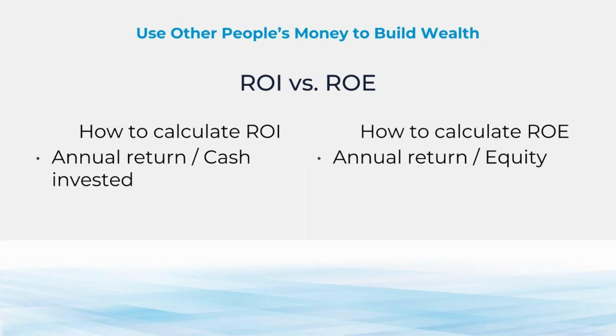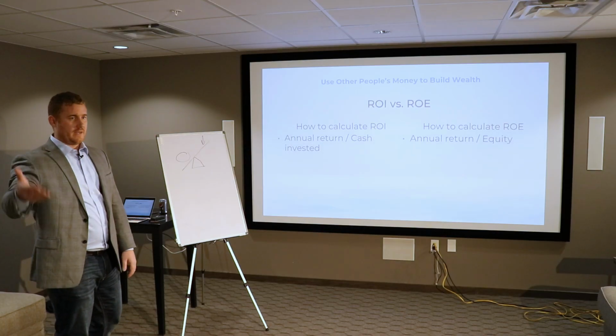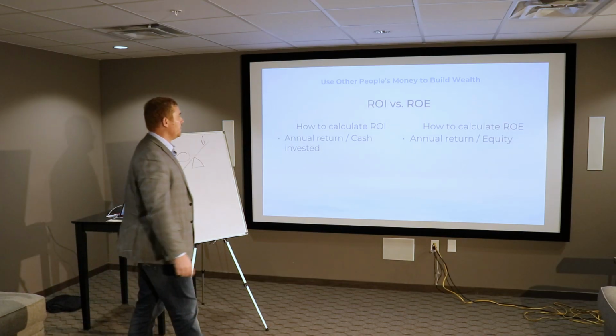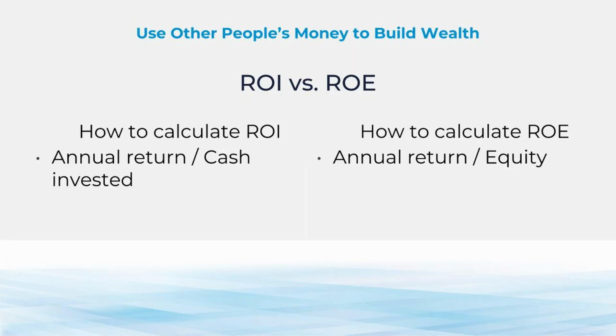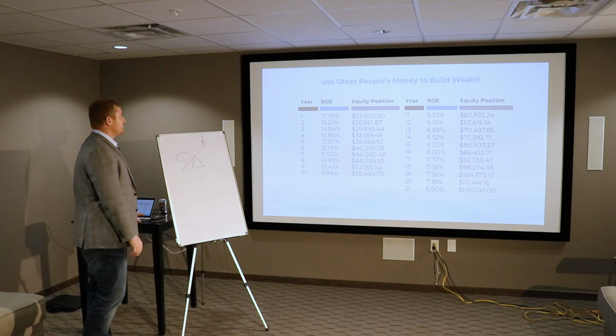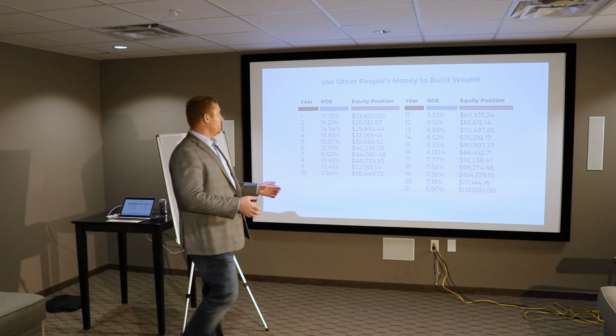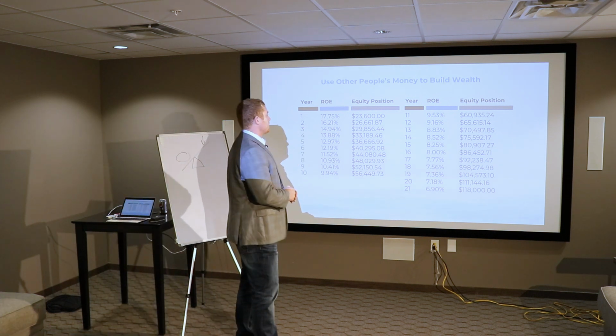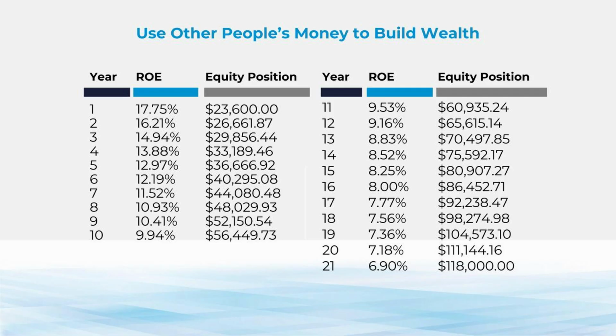Very simply, ROI is calculated by the annual return divided by cash invested: return over investment. ROE is the same thing, but now we divide by equity: return over equity, return divided by equity. Don't get caught up in the numbers here, but over time, as we talked about, your return on equity will actually decrease. I'll demonstrate why in a second.